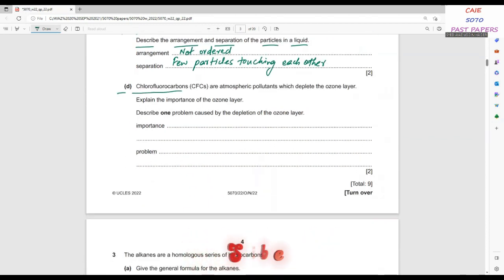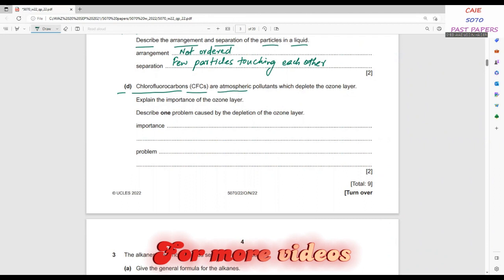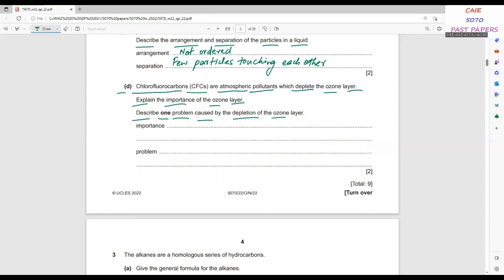D. Chlorofluorocarbons, CFCs, are atmospheric pollutants which deplete the ozone layer. Explain the importance of the ozone layer. Describe one problem caused by the depletion of the ozone layer. You know there's an ozone layer on the top of the earth that is in the stratosphere region. Its importance is it actually blocks the UV lights. In this way, it reduces the amount of UV light coming to the earth surface.